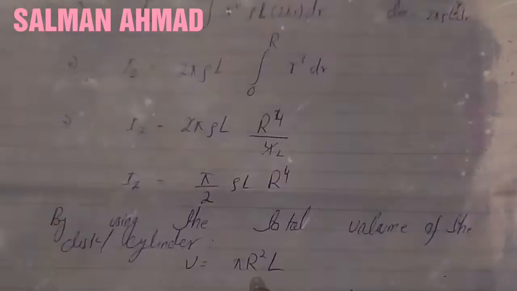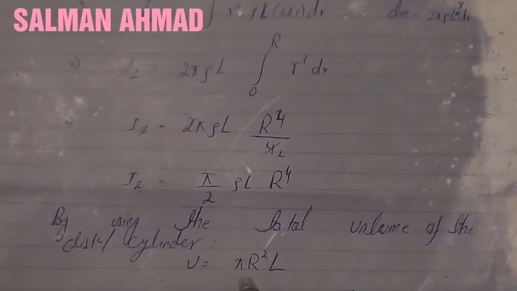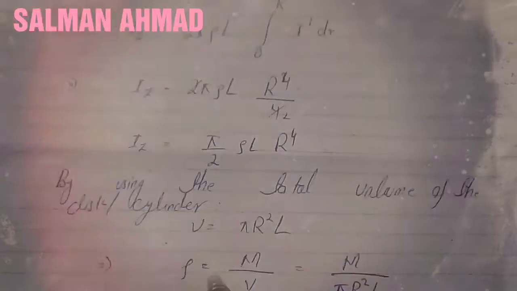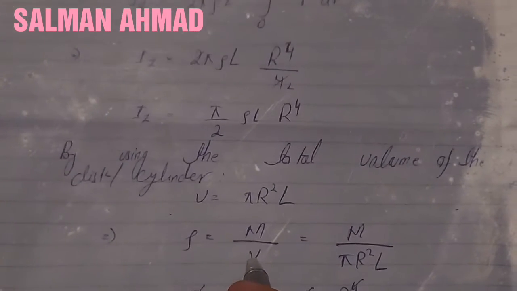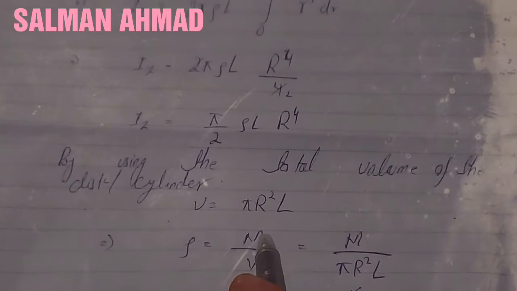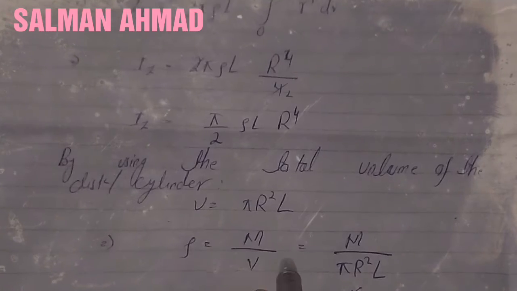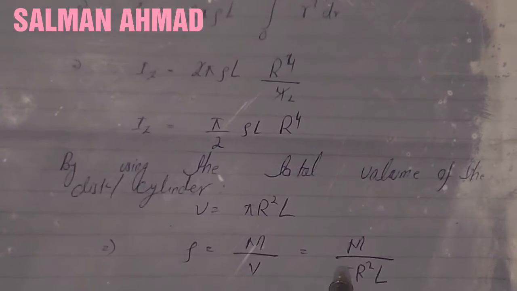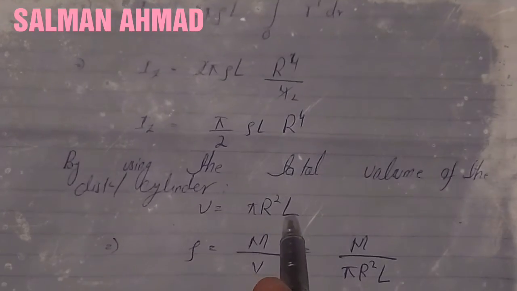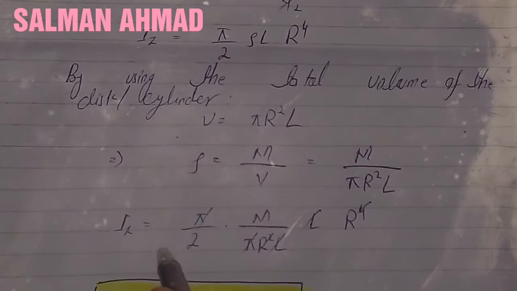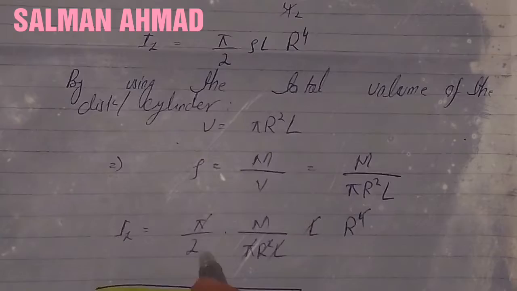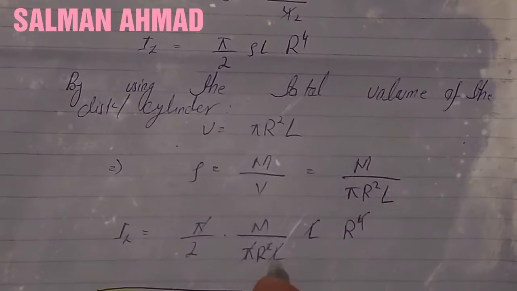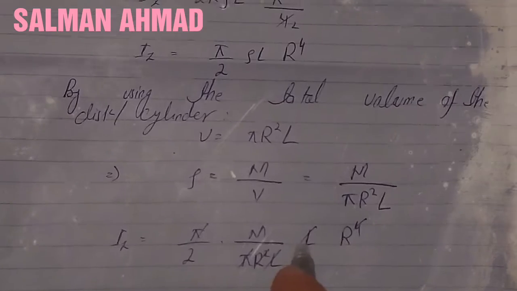Pi r square L, this is the volume of the whole disk, and as we know, rho, the density, is equal to capital M divided by capital V, the total mass of the disk divided by the total volume of the disk, which is equal to capital M, the total mass of the disk, divided by the volume pi r square L. Iz is equal to pi by 2 dot M divided by pi r square L into L.